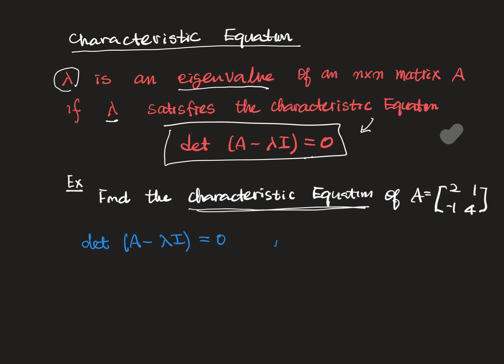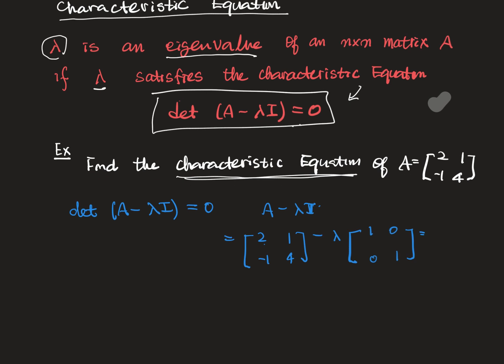So what is A minus lambda I? Here A is the matrix 2, 1, negative 1, 4, minus lambda times the matrix 1, 0, 0, 1. We don't know lambda yet, guys. Putting it together, we have 2, 1, negative 1, 4 minus lambda, 0, 0, lambda. Doing the matrix operation, we get 2 minus lambda, 1, negative 1, 4 minus lambda. That's the matrix A minus lambda I.